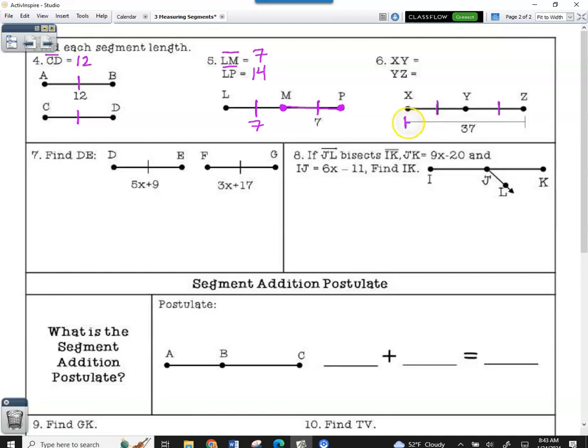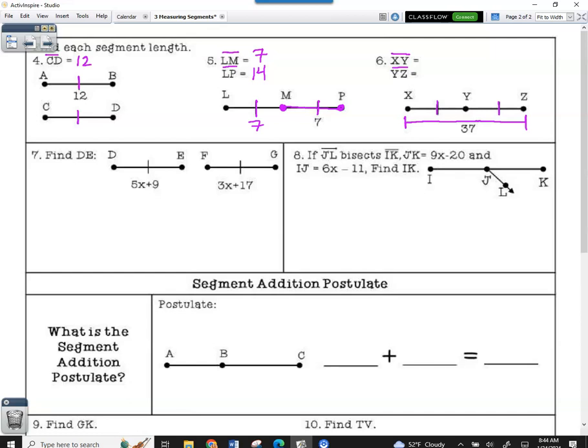Notice that you have this right here to let you know that the 37 means from X all the way to Z. Then look at what it's asking you to find. It wants X to Y and Y to Z. Well, X to Y is what portion of the segment?